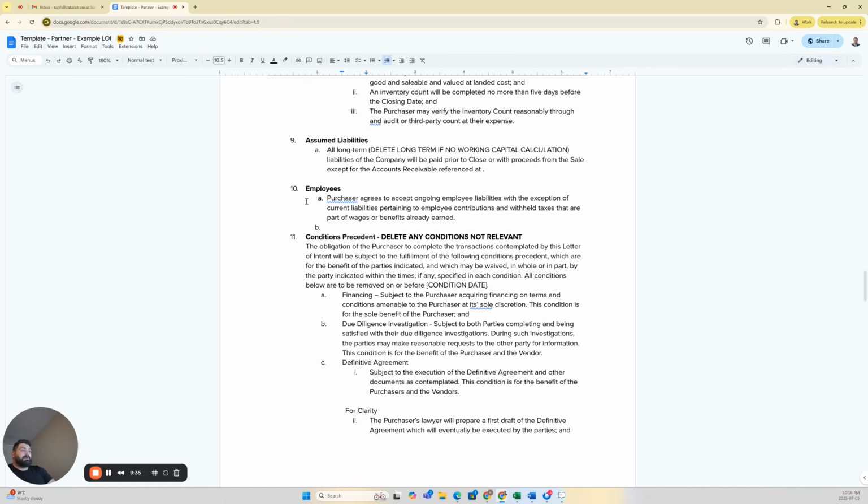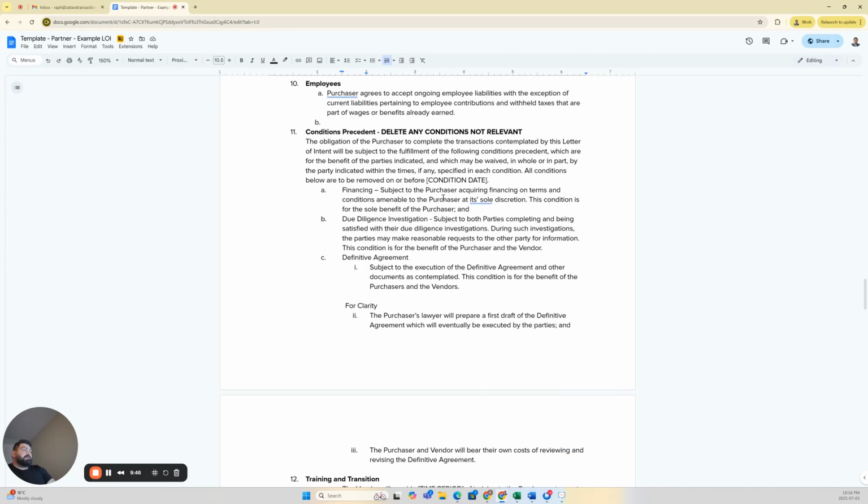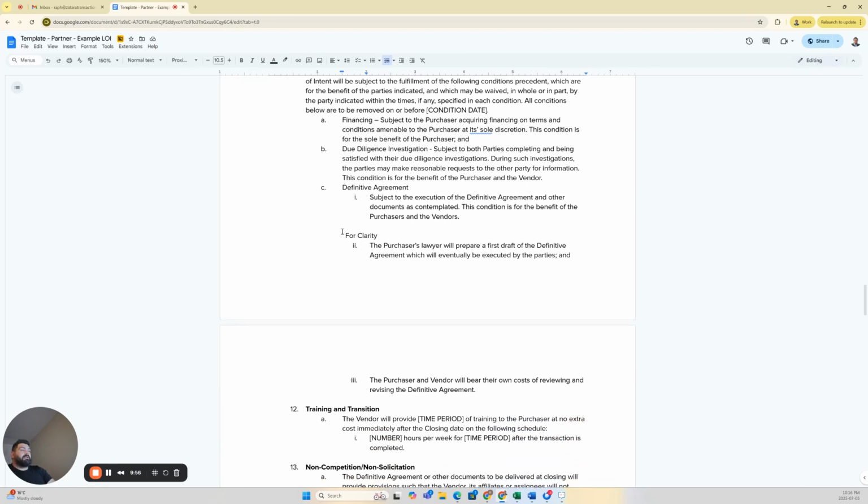Employees, so all the employee liabilities, you're going to indemnify me, and you're going to pay off all of the taxes and everything else related to that. Yes. Then here are your conditions: financing, due diligence, definitive agreement.